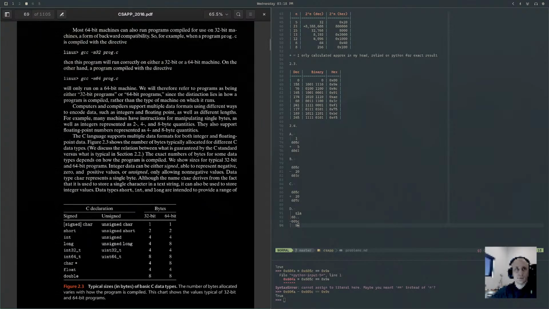Okay, if we go back over here, so you have char. Most people assume char is signed by default, and it is on some architectures, but it's not guaranteed by the language. Unsigned char.